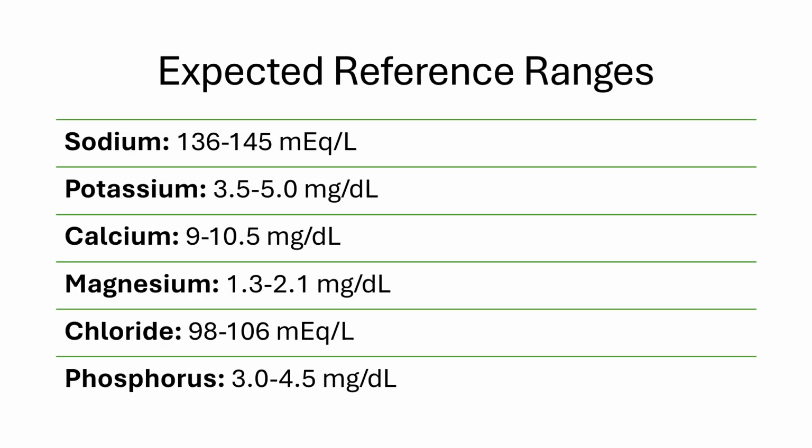This slide shows the expected reference ranges. Like I said, these ranges can change ever so slightly from facility to facility. You might have one facility that's 135 to 146 or 135 to 145, and it's still within that same range. Because of that, NCLEX will just give you the range, and then you have to figure out what you want to do.